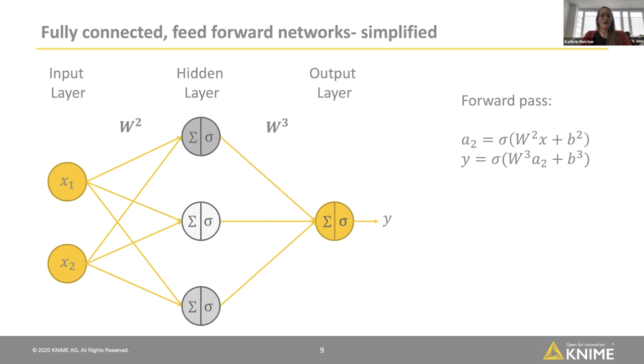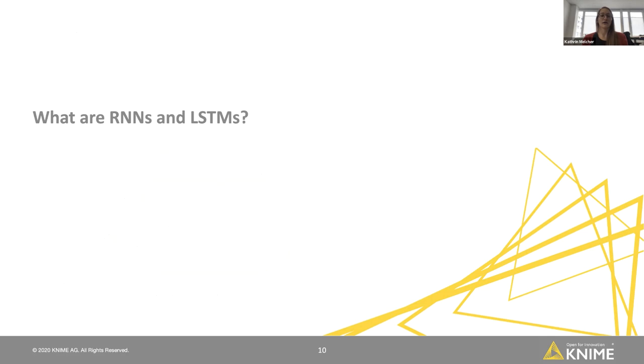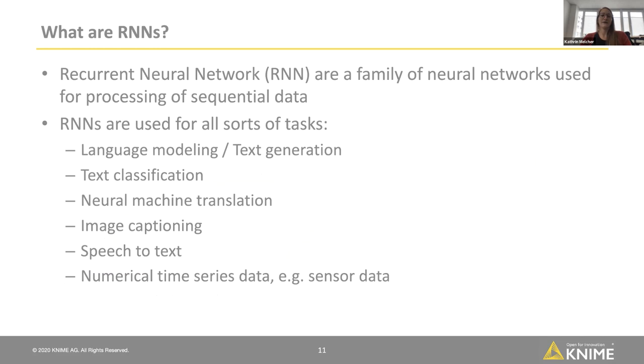So now that we have an idea of what neural networks are, I would like to start talking about what recurrent neural networks are and what LSTM units are. Let's start with the question, what are recurrent neural networks? Recurrent neural networks are a special family of neural networks which are especially powerful when it comes to sequential data. And sequential data can be all kinds of data.